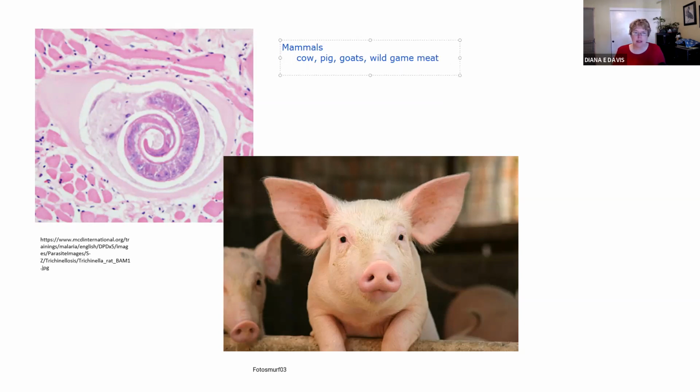What I've got here is a trichinosis parasite. It's a microscopic parasite that can be found in pork. This is why you need to cook pork thoroughly. If you cook it, great. But if you like your food rare, not pork.